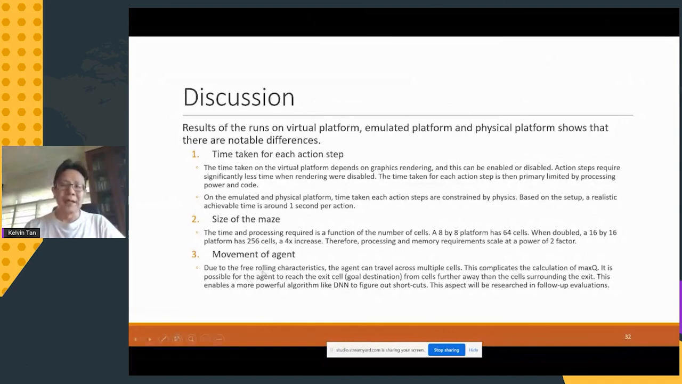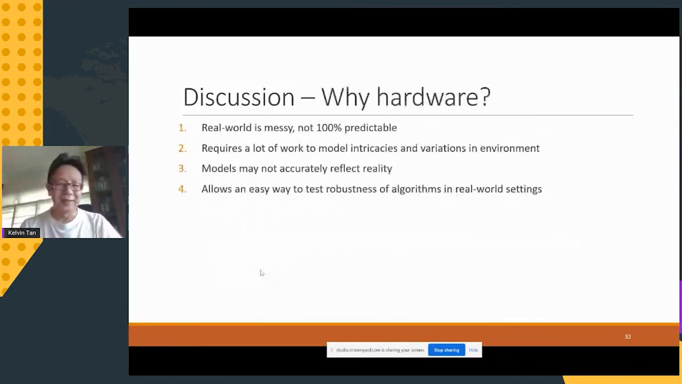One more thing is that the agent within the physical environment can roll multiple cells. In the emulated, original platform, the agent can only move to the next cell. But in the physical platform, it can actually jump or roll several cells, or into the exit. So a powerful algorithm like the neural network might be able to figure out shortcuts, which is very interesting, something that should be investigated later.